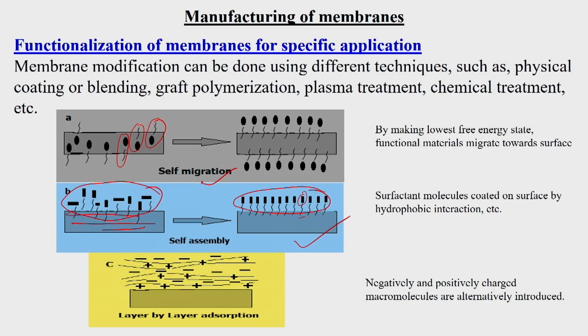The third type is the layer by layer adsorption membrane. Negatively and positively charged macromolecules are placed like this. Suppose on the membrane surface the positively charged macromolecules are placed, then the second layer will be negatively charged, and these will be placed one by one, alternately, and then again positively charged macromolecules can be coated. Depending on the requirement, we will be able to coat whatever type of charged membrane we require. Based on that we can coat maybe 1, 2, 3, 4, 5 layers. How many layers are required, based on that we will do this.